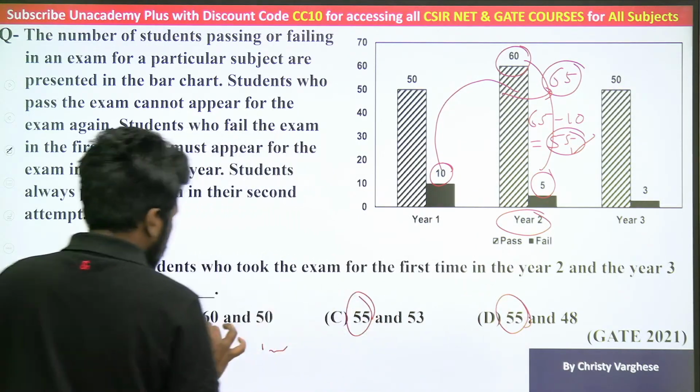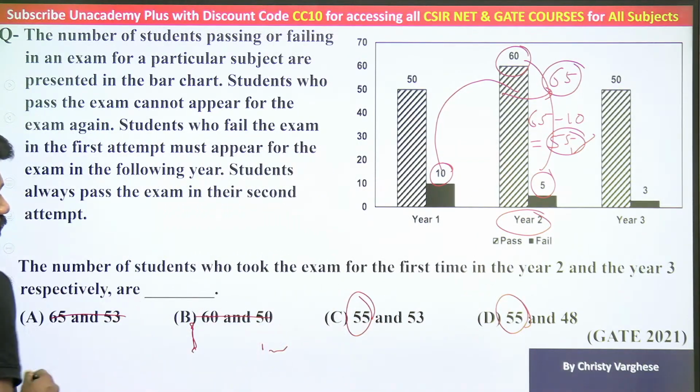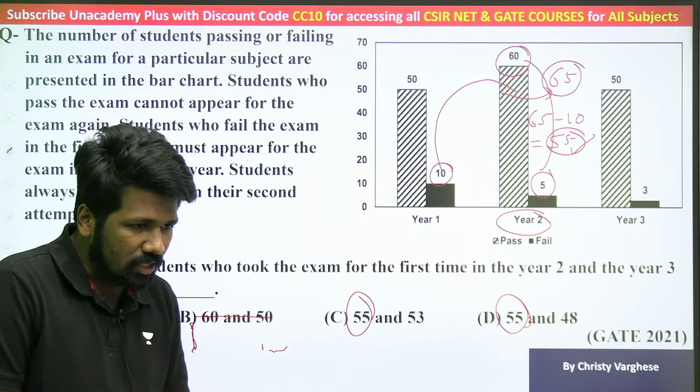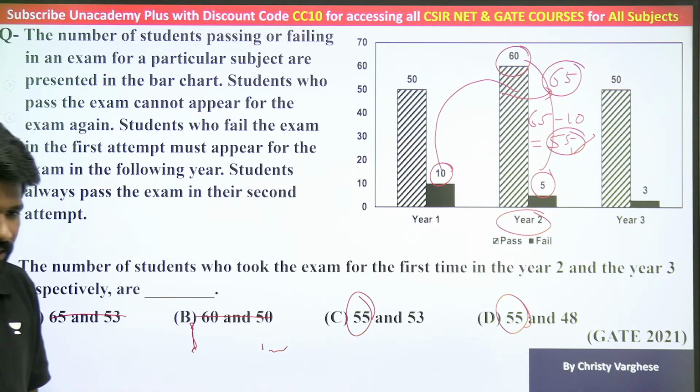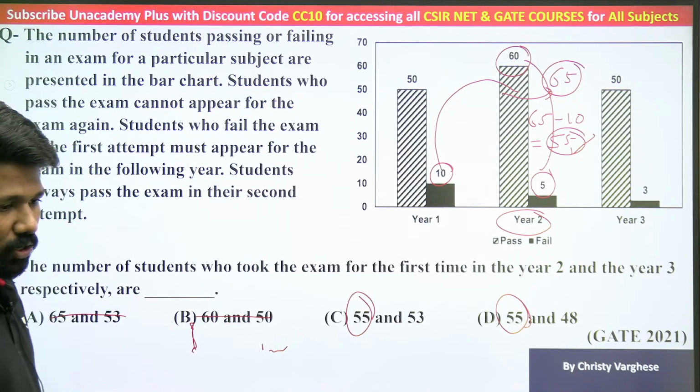55 is there in two options. These two options are eliminated because of that. You can eliminate it directly. Did you all understand this much? Please mention in the chat whether this is clear. Especially those people who got different answers, please mention whether this is clear or not.